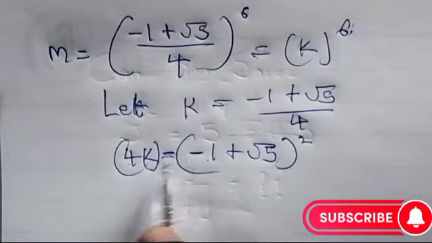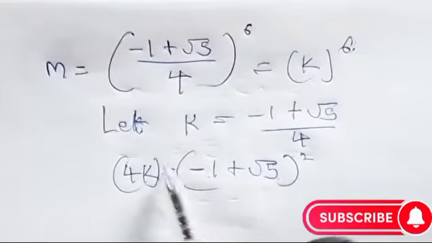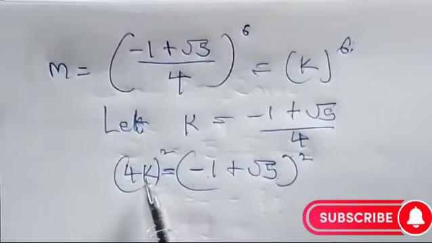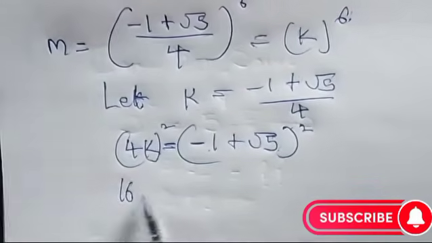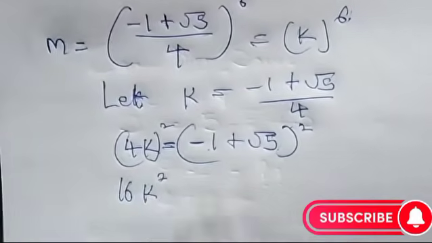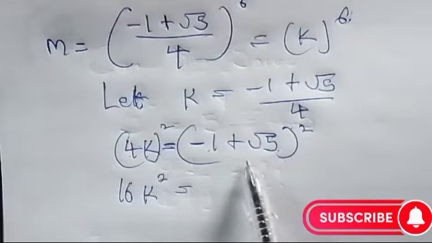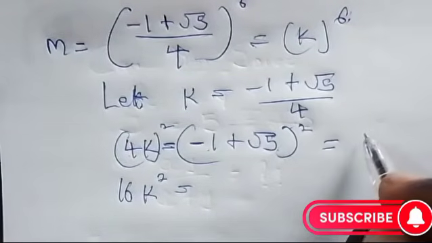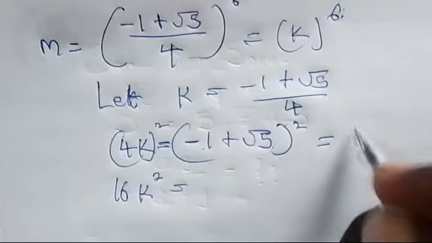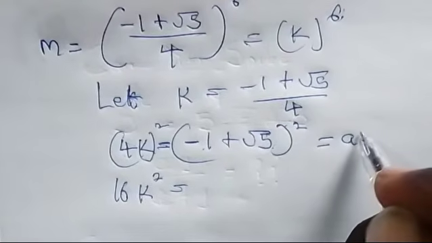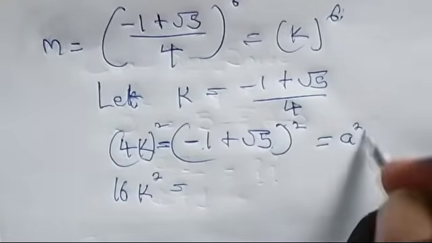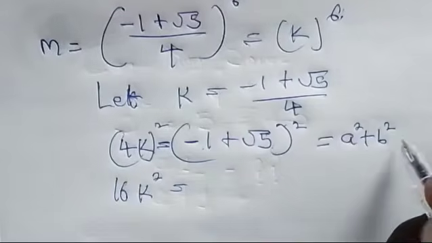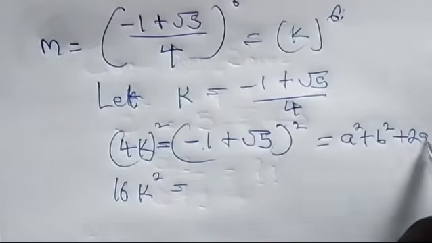So when you square both sides, now 4 raised to the power of 2 is 16. So we have 16k squared. And here now, when you have an algebra property like this, what we are going to use to solve this is just, we are going to write it in this form, which is a squared plus b squared plus 2ab.